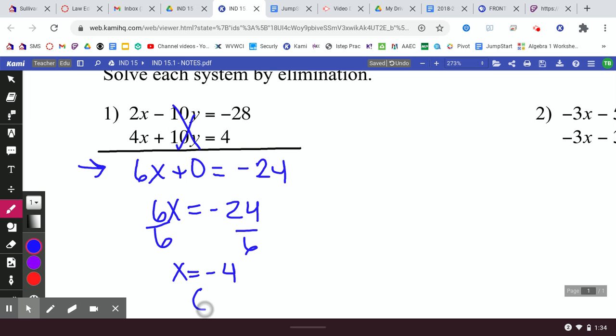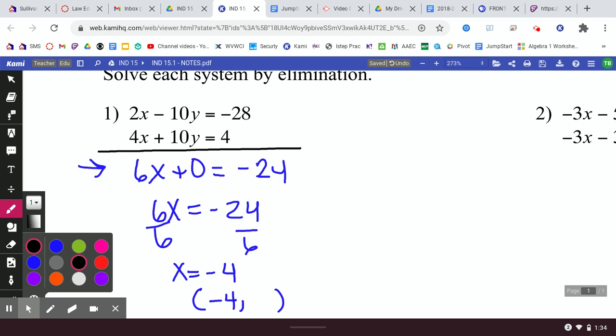Now that's half my answer, right? That's my x value. I still need a y value. So I'm going to go back up to either one of the two equations. It doesn't matter which one you pick. I'm personally going to pick the bottom one just because it doesn't have a bunch of negatives, and I like that, but it doesn't really matter which one you pick. So I'm going to go 4 times x, which is negative 4, because now I know my x from right here, plus 10y equals 4.